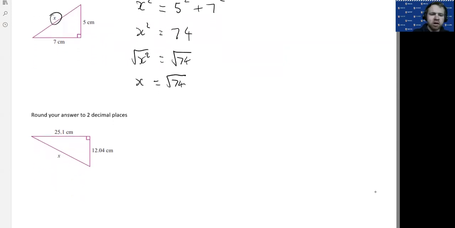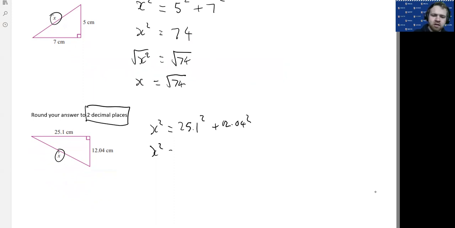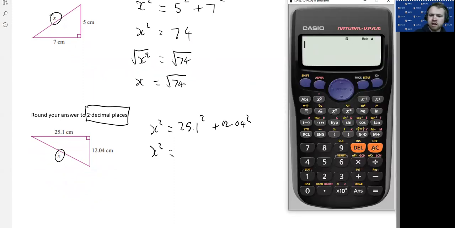However, for this one, it says round your answer to 2 decimal places. So we're going to do the same process. We've got x as the hypotenuse. So x squared equals 25.1 squared plus 12.04 squared. We just square the short sides and add them together. So x squared is going to be equal, put that in our calculator, 25.1 squared plus 12.04 squared equals, so we get this number here.